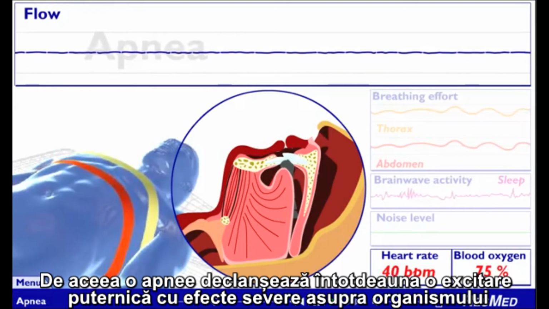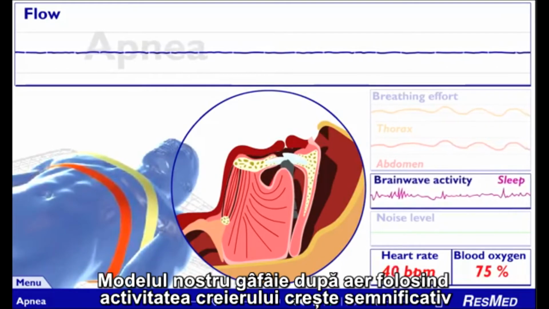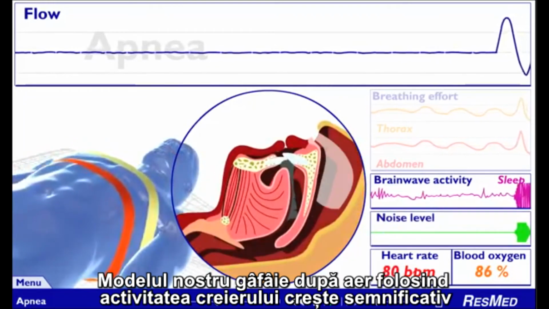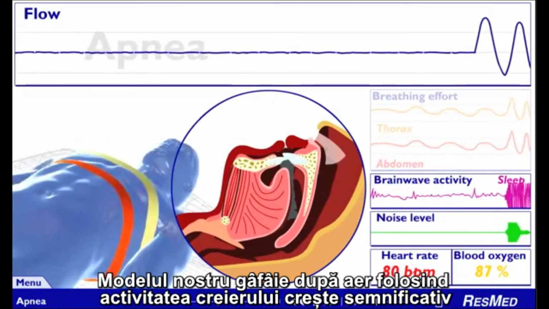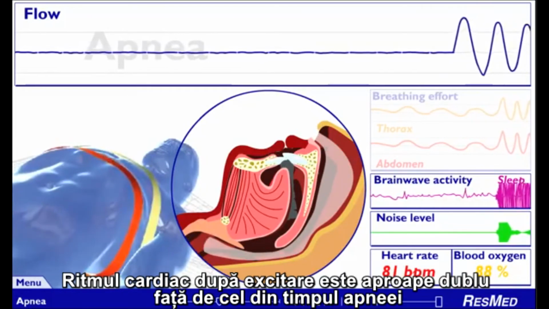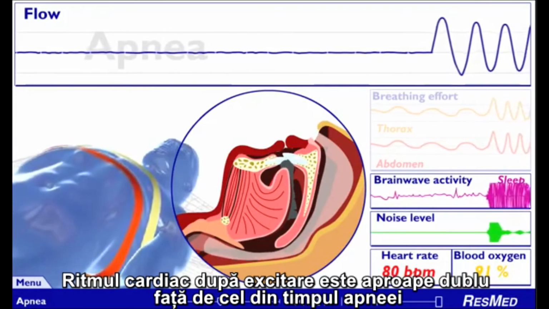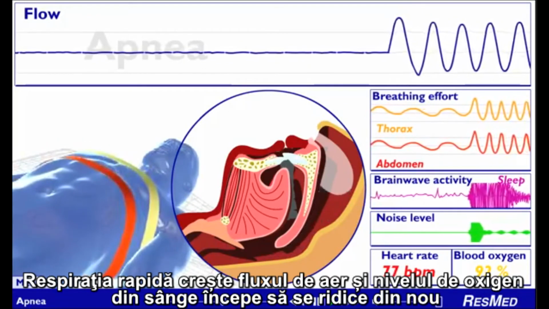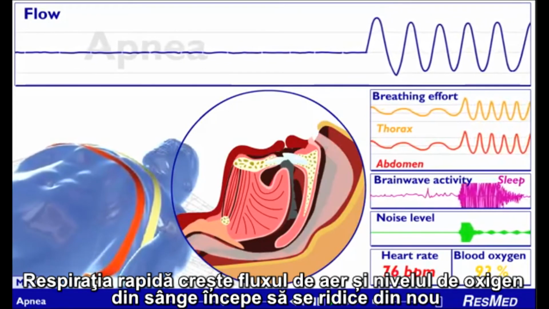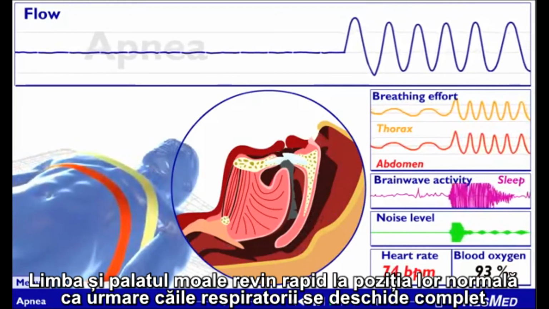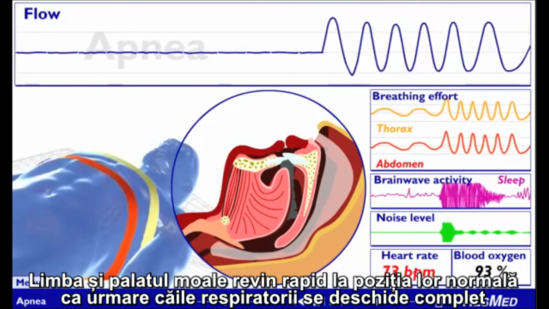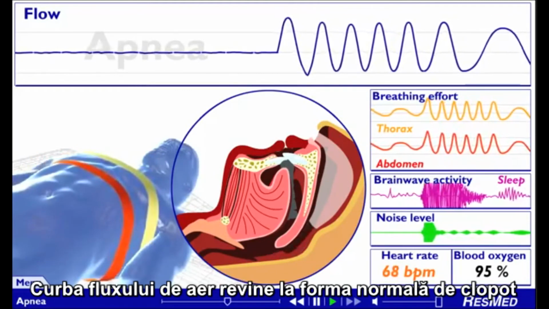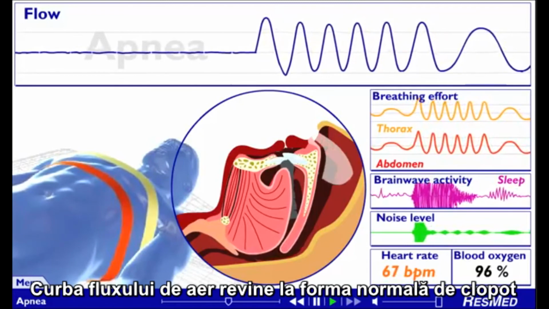With severe effects on the body. Our model gasps for air, causing a sudden movement in the noise trace. Brain activity increases significantly. The heart rate after arousal is almost double what it was during the apnea. Our model's rapid breathing increases the airflow and the blood oxygen level begins to rise again. The tongue and soft palate quickly return to their normal position as the airway opens fully. The airflow curve returns to the normal bell shape.